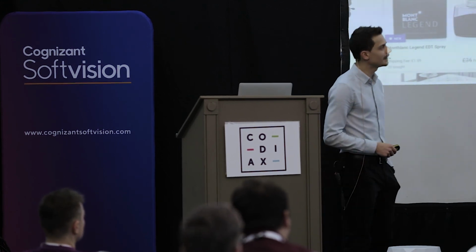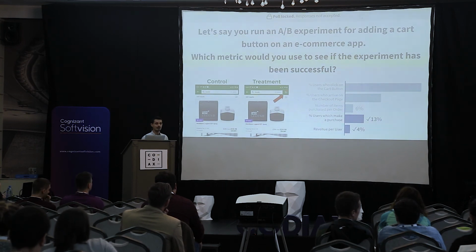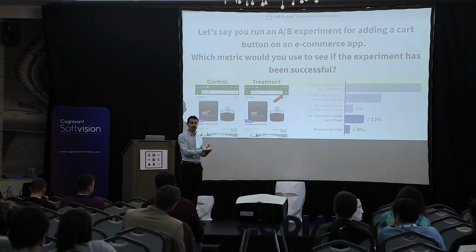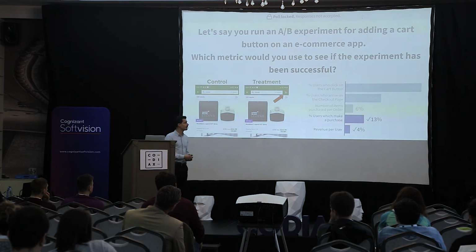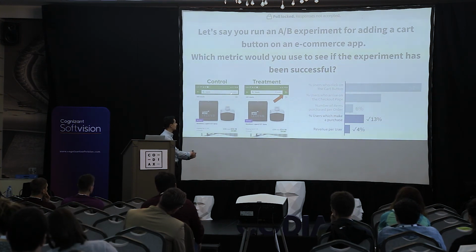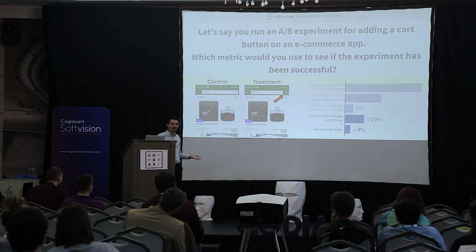Okay, 52% of you said it's percent of users who click on the cart button. But we're talking about an A/B test. I have control where I have no cart button, and variant where I do have. Of course, people will click on it more than on control, because here they don't have what to click on. So how can I compare these, right?